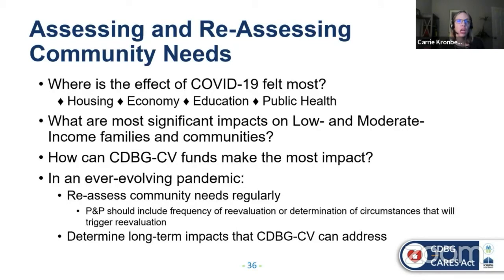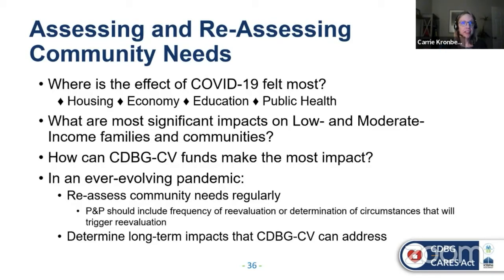Okay, so moving on from duplication of benefits, assessing and reassessing community needs. Typically as part of your annual CDBG program and other HUD grant programs, you take a look at your community needs and try to target funding towards those things. And that's no different for CDBG-CV. You should use data, as we talked about earlier, to identify where the greatest need is and what the best uses of your CDBG-CV funds are.